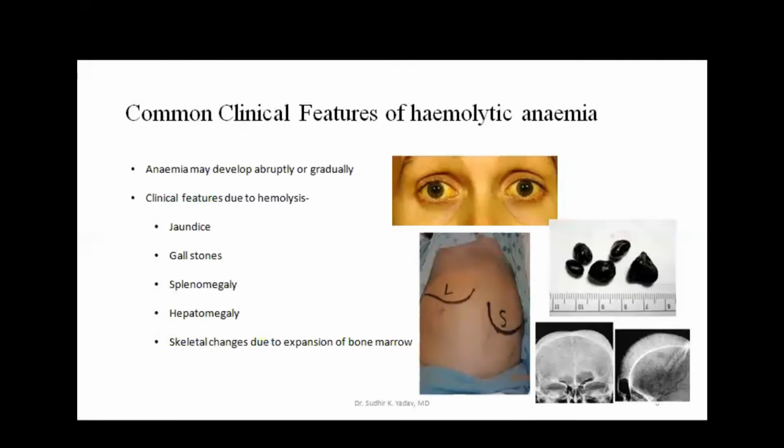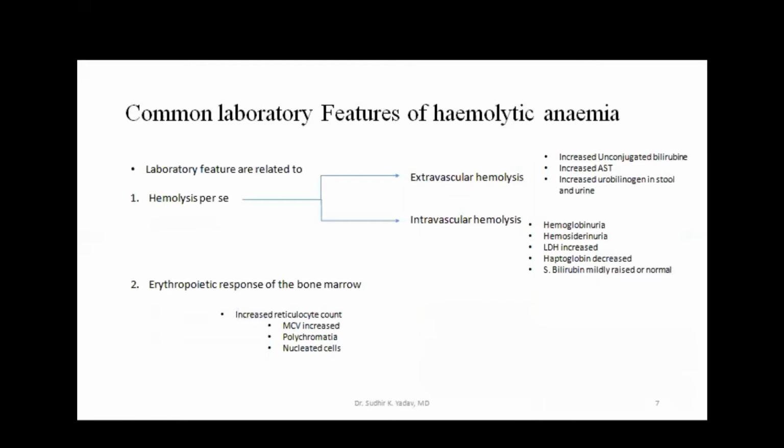Making sense? Okay. Let us discuss the lab features. There are two things going on in a hemolytic patient. First is hemolysis, and second is compensation for the hemolysis. If there is hemolysis, the body tries to increase the production of RBC. So the lab features can be divided, for understanding, into two parts: the features due to the hemolysis and the features due to the increased erythropoietic activity.